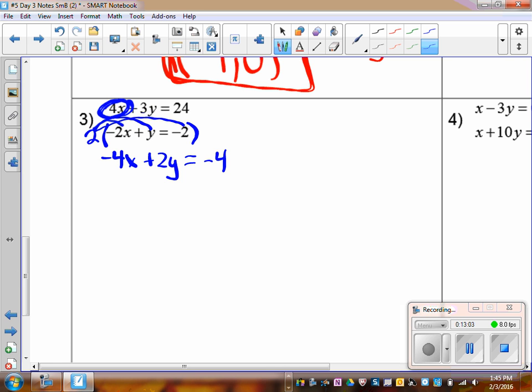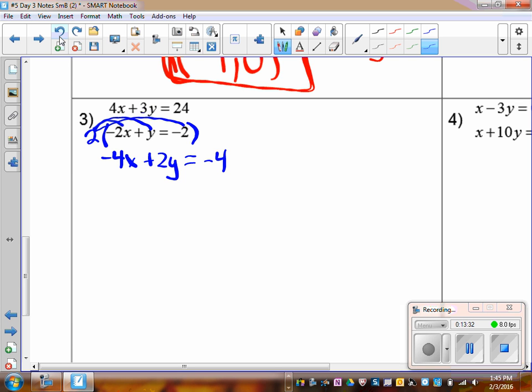I could have done this instead with my y's. If I wanted to get rid of my y's, what would I need to multiply by here? I need my coefficient here to be negative 3. Well, 1 times negative 3 is negative 3, and that would cancel out. So I need to multiply by whatever it takes to get rid of that other number.